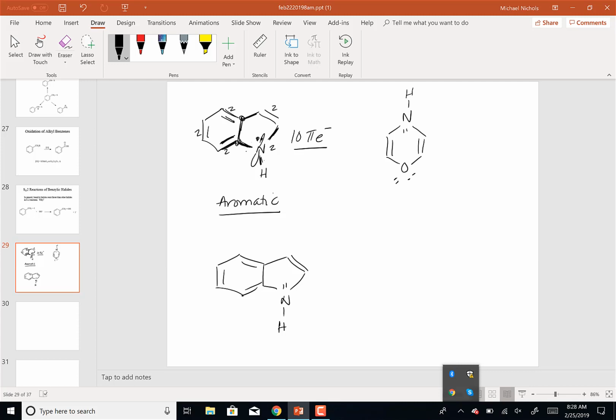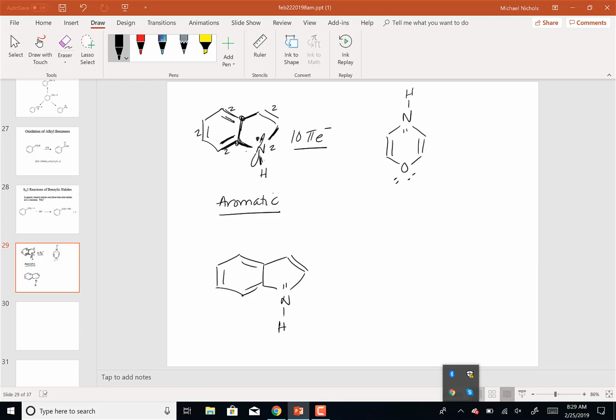So this is aromatic. Now we'll talk about whether it's truly a base or not in a minute, because nobody's ever used that term, the nitrogenous base. So I might have to bust up something they're telling you in biology, but that's okay.